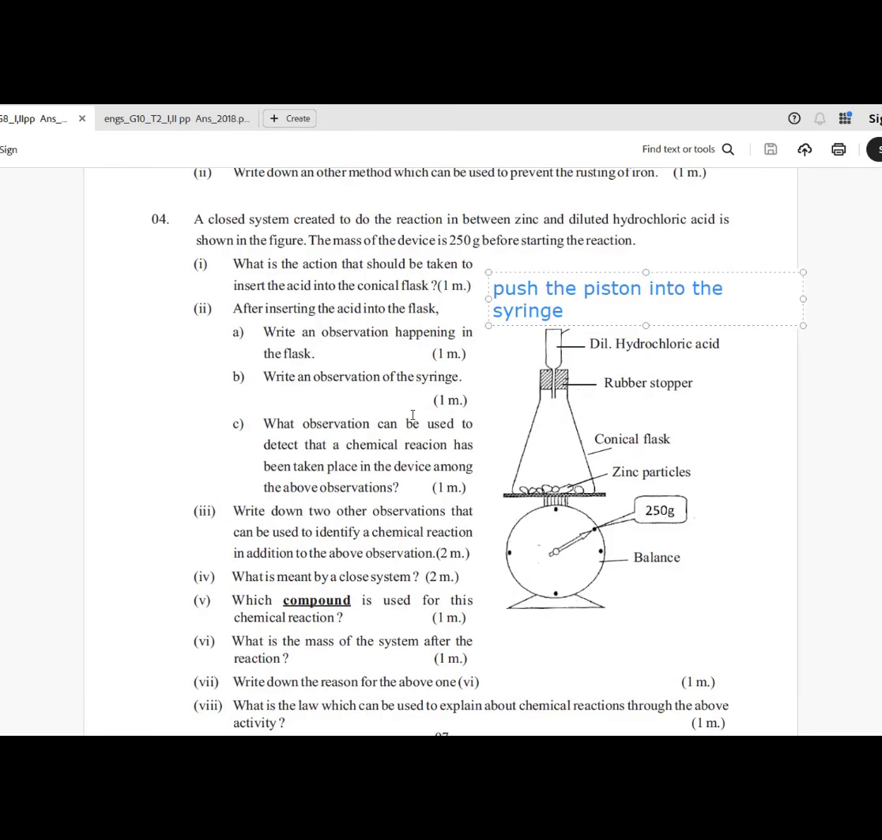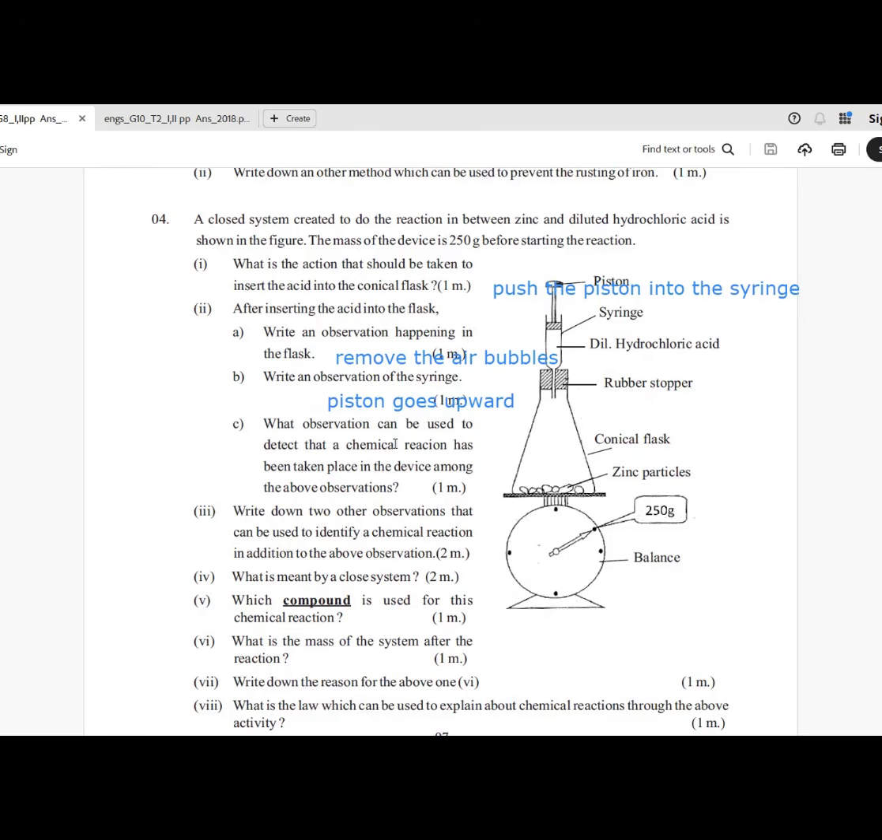After inserting the acid into the flask, write the observation happening in the flask. Remove the air bubbles. Write an observation of the syringe. Piston goes upwards. Because of this gas, it is going up.